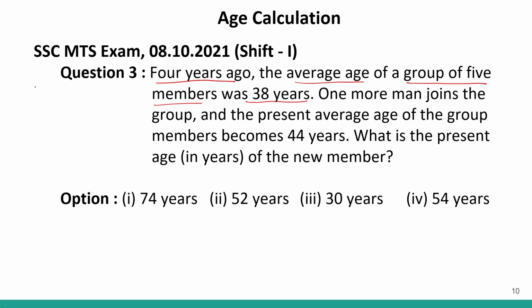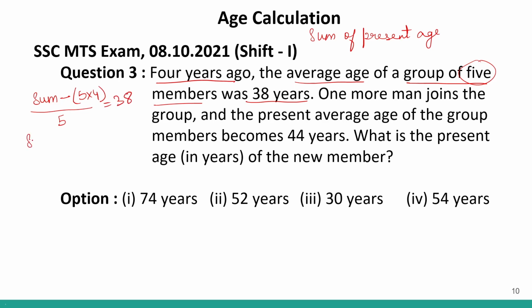So I can say 4 years ago, the sum of the present age of the group, minus 5 into 4, divided by the number of members, 5, equals 38. So 4 years ago, how many members are there? 5. Correct? So the present age sum will be how much? This will be sum minus 20 equals 38 into 5.